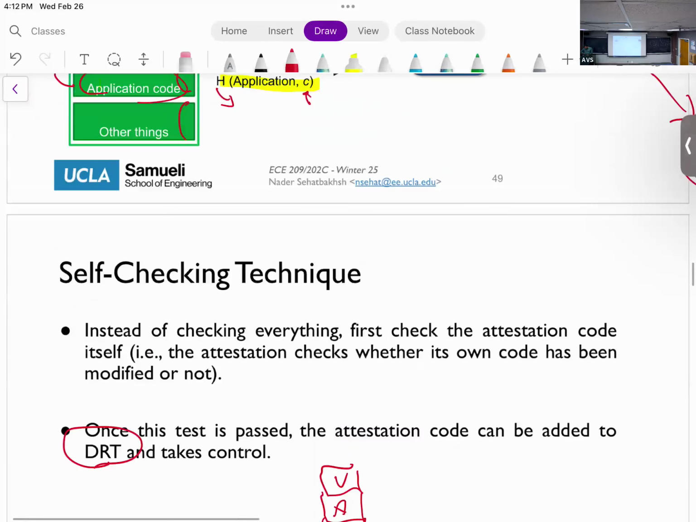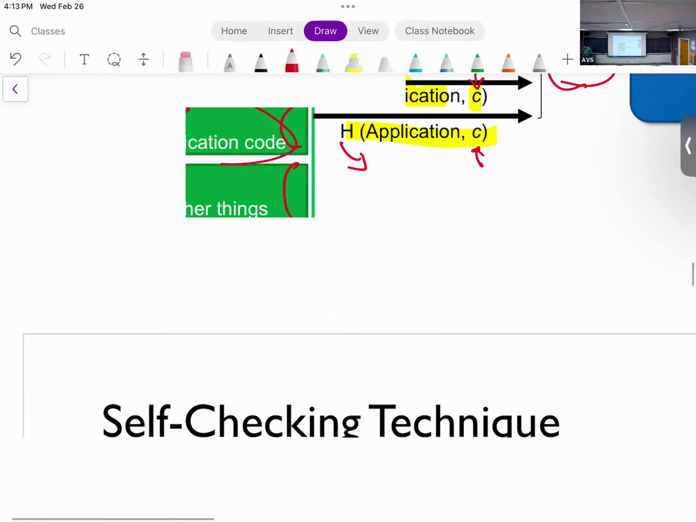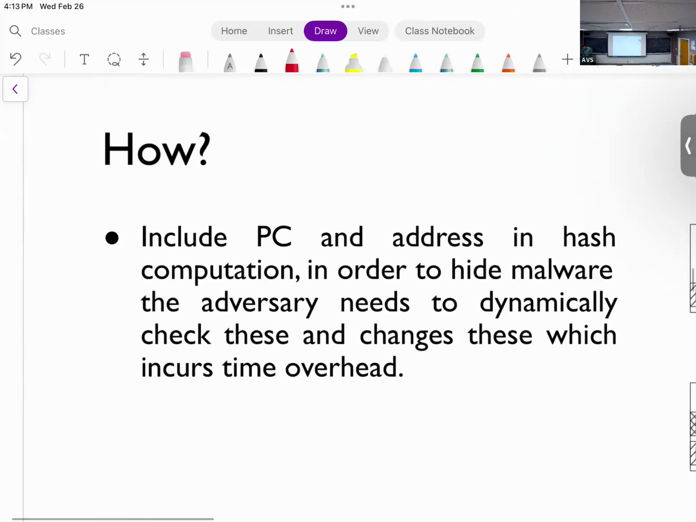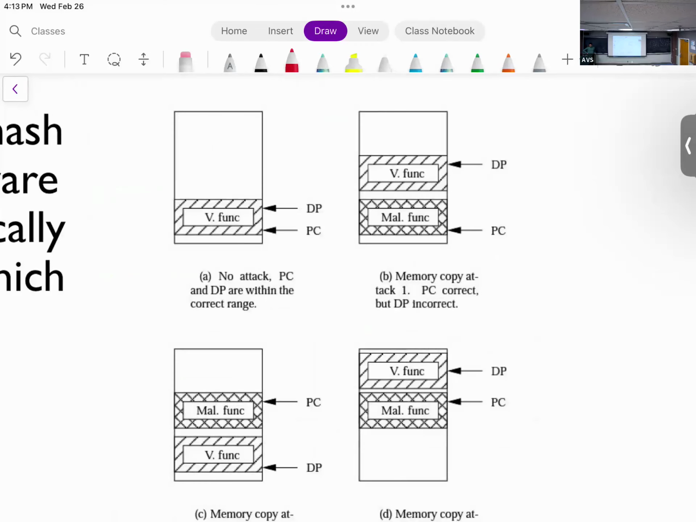So what are the things that we do in order to ensure that if the adversary moves the code to some other part of the program, this timing will change? We're going to use these two tricks. So essentially, if you think about the way that the adversary can launch these attacks, it is one of these four options.